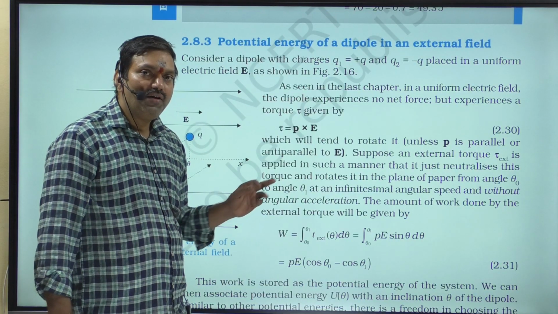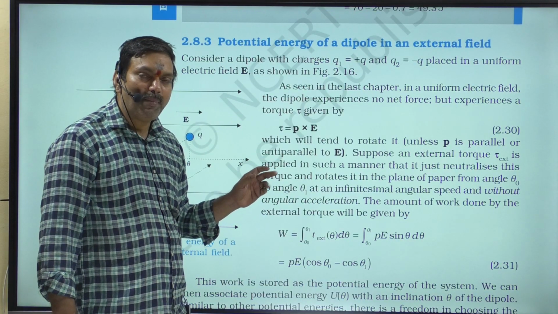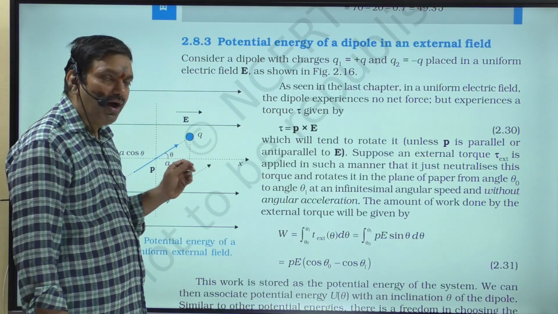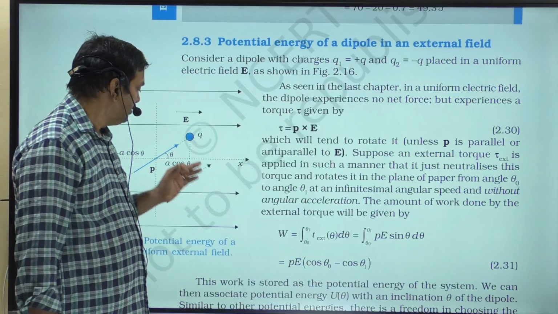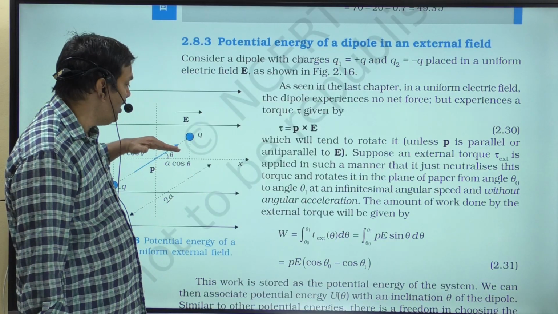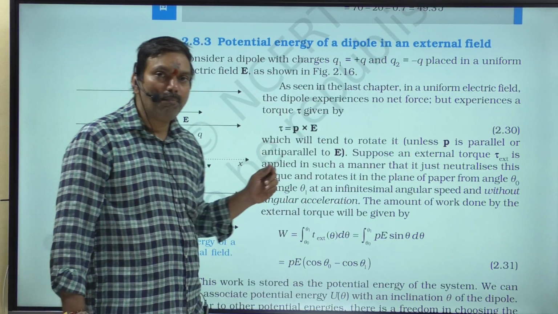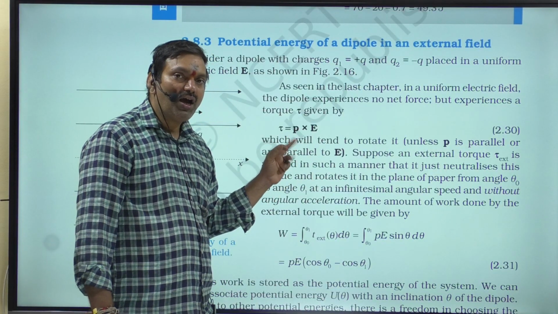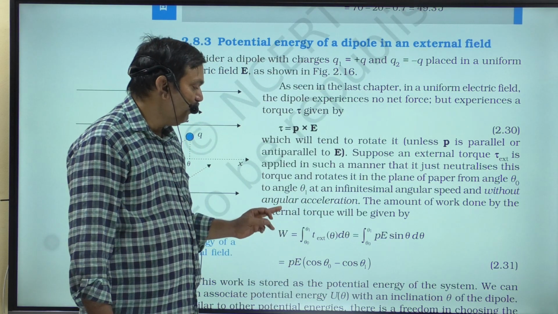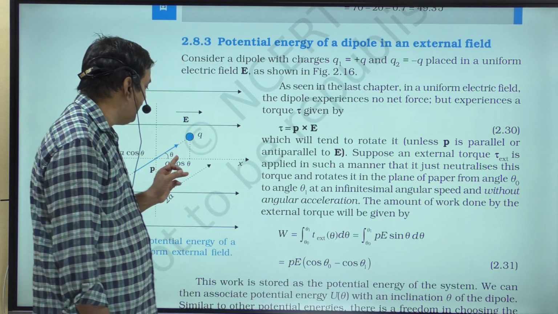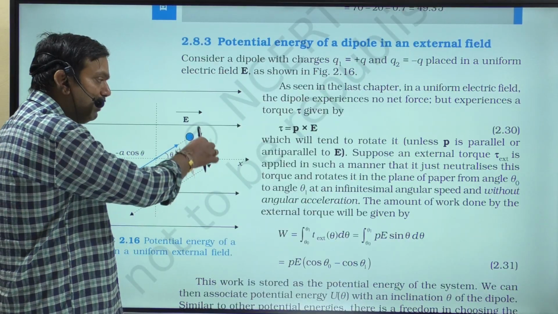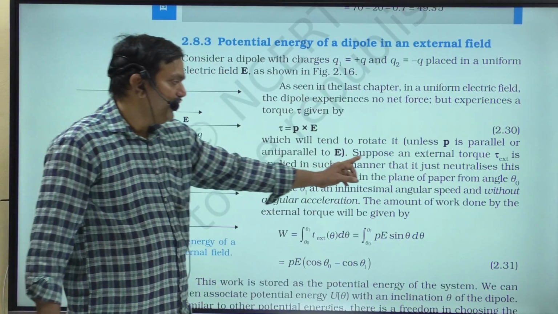So therefore, P bar cross E bar will become zero only when, because we know the cross product becomes zero when the angle between them is zero, that is, P bar is parallel. Unless and until P bar is parallel to E bar, this torque cannot be zero. So if the dipole moment is parallel to the electric field, then the sin theta component of P bar cross E bar becomes zero, and as such, the torque also becomes zero. So try to understand that this torque or twisting moment will be acting, say for example, in the clockwise direction. That is what you see here.